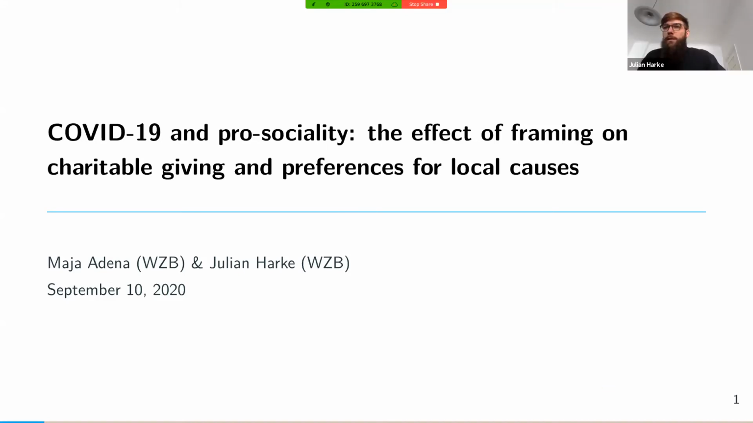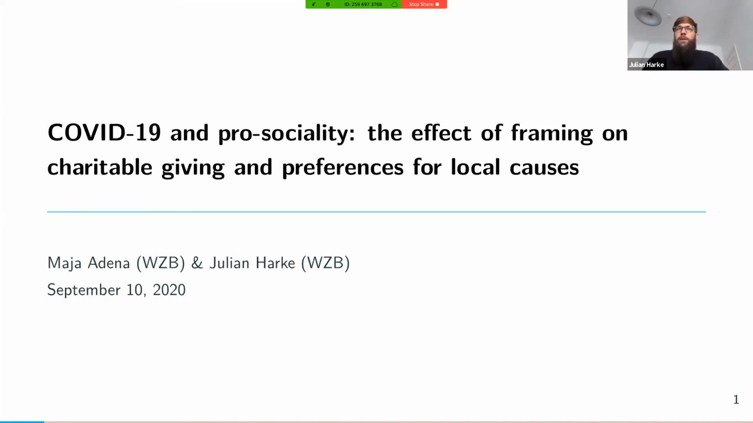Good, then let me start. So I'm going to present our work on COVID-19 and pro-sociality. We focus on the effect of framing on charitable giving, and also on the preferences for local causes. This is joint work with Maya Adener from the WZB here in Berlin.